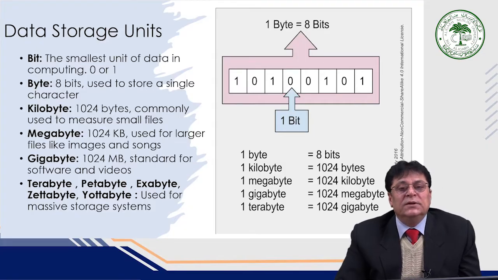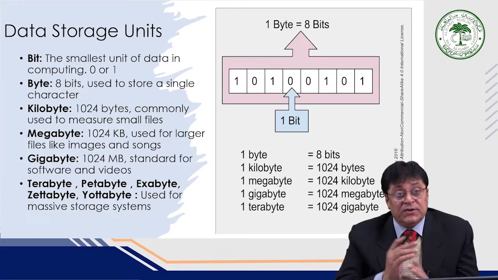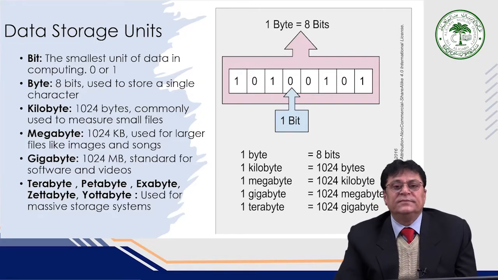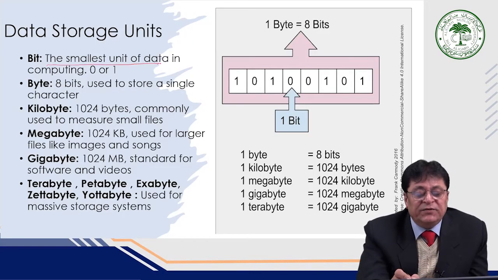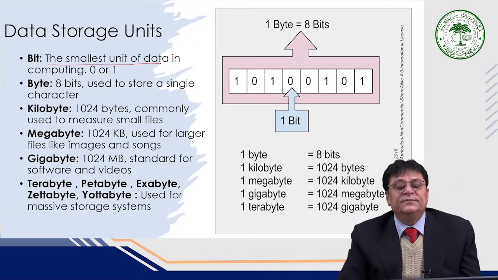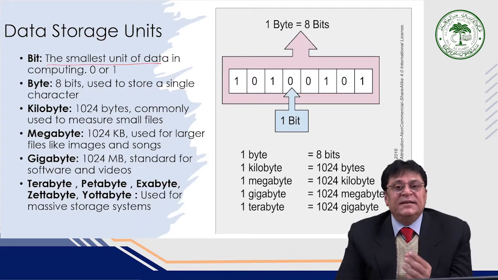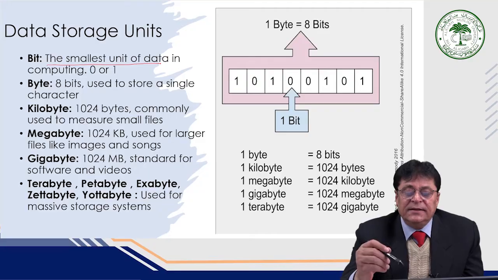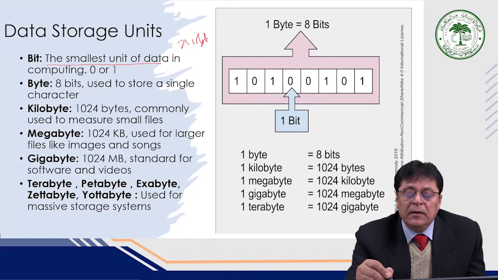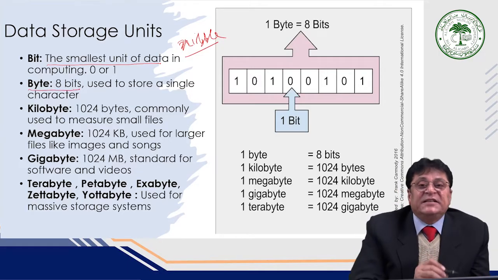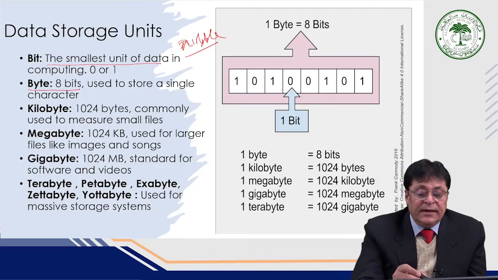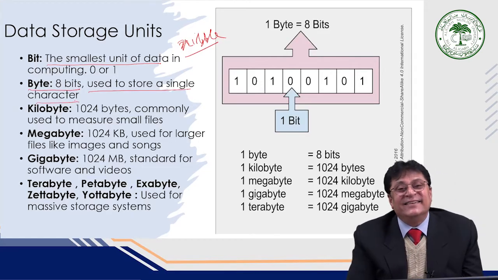As we all know, a computer understands only zeros and ones, and all digital or electronic systems understand only zeros and ones. So, a 0 or a 1 is a bit, and it is the smallest unit of data in the computing world. A combination of 4 bits is known as a nibble. 8 bits combined is known as a byte, and it is used to store a single character.